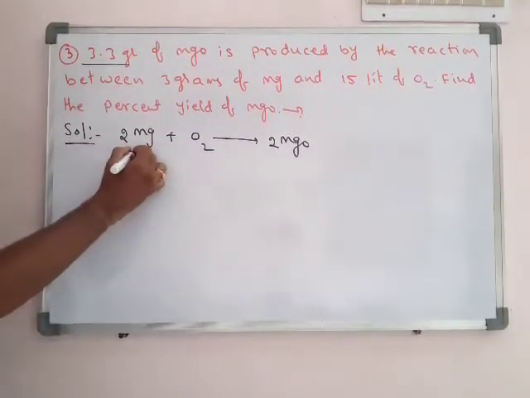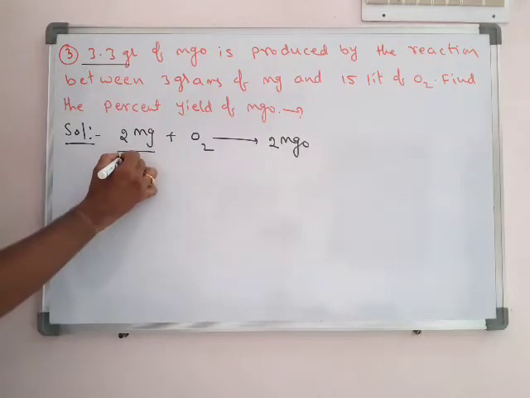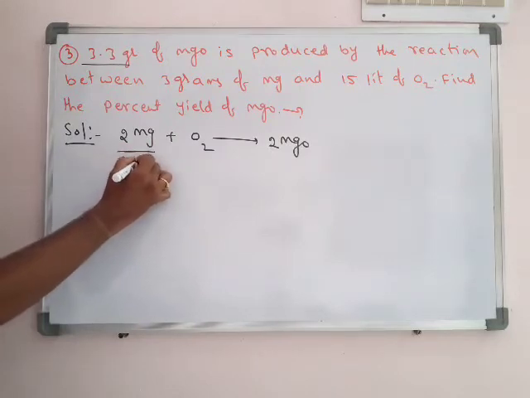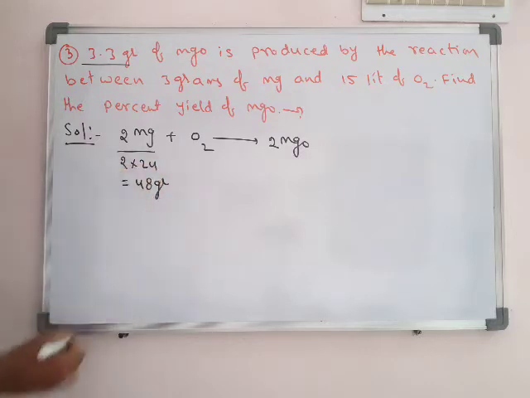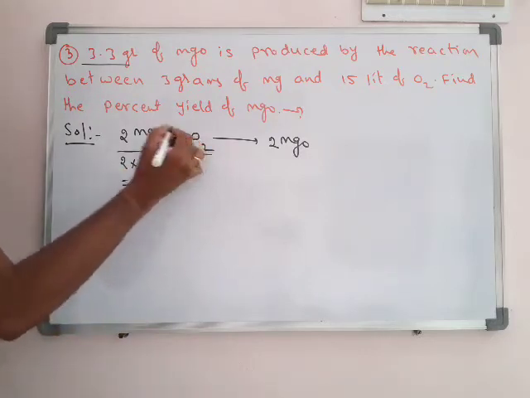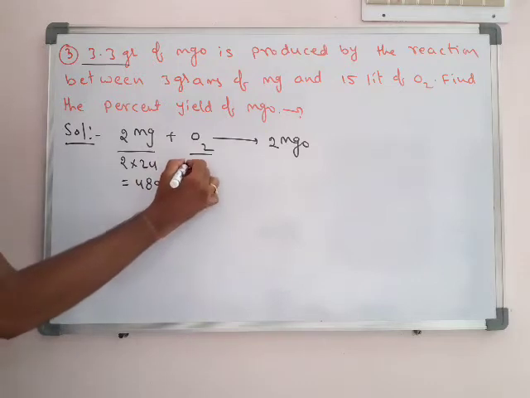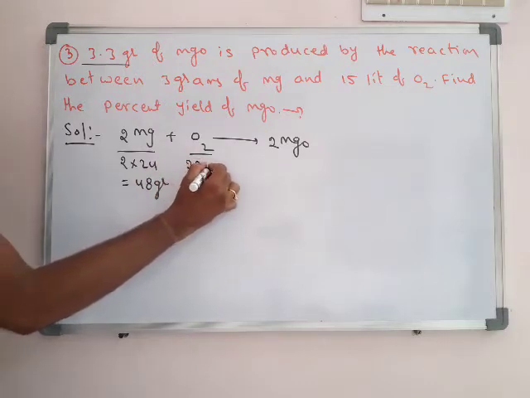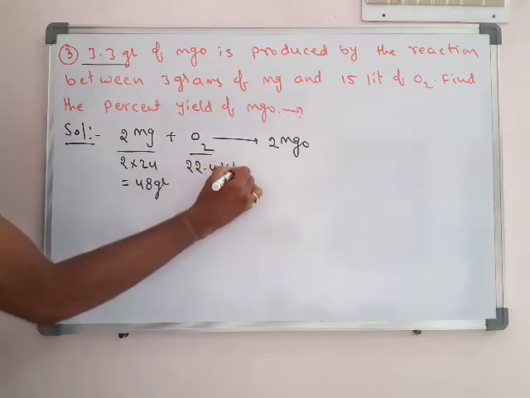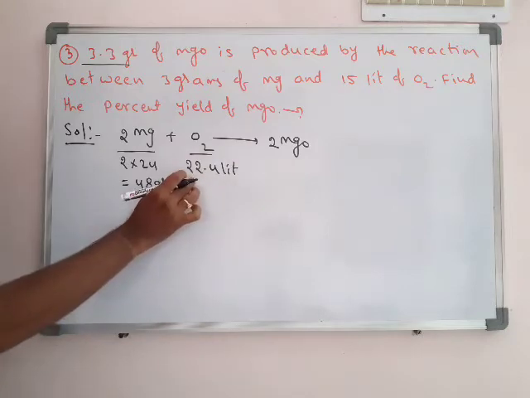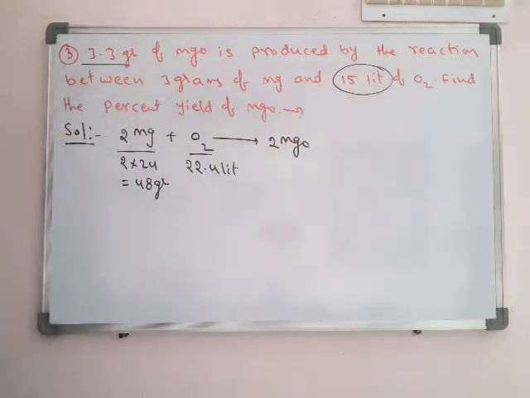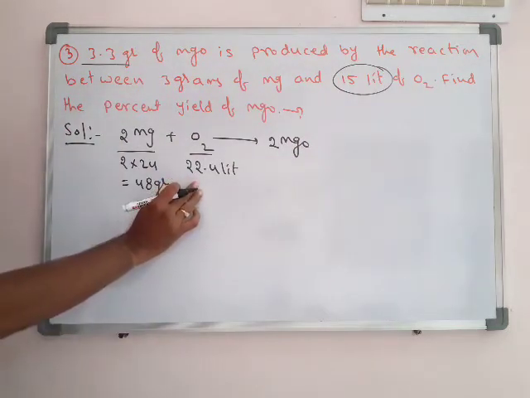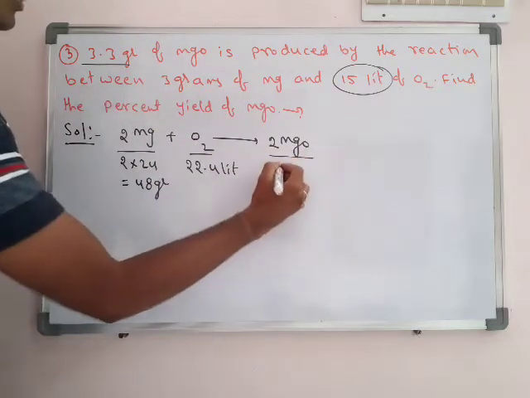So I can write the equation. We take 2 moles of magnesium, and how many grams? That is 2 into its atomic weight, that is 48 grams. Then for oxygen, 1 mole of oxygen is 22.4 liters. I am writing oxygen in liters because here oxygen is given in terms of liters. It has 15 liters, and 22.4 liters per mole.